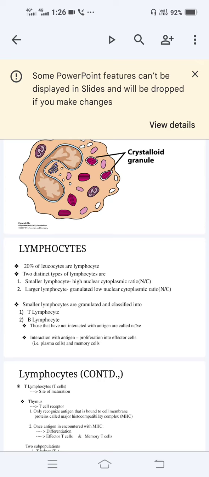Lymphocytes. 20% of leukocytes are lymphocytes. Two distinct types are smaller lymphocytes, which have a higher nuclear cytoplasmic ratio, and larger lymphocytes, which are granulated with a low nuclear cytoplasmic ratio. Smaller lymphocytes are classified into T lymphocytes and B lymphocytes. Those that have not interacted with antigen are called naive cells, and on interaction with antigen they proliferate into effector cells and memory cells. Memory cells are stored and effector cells take part in the destruction processes.